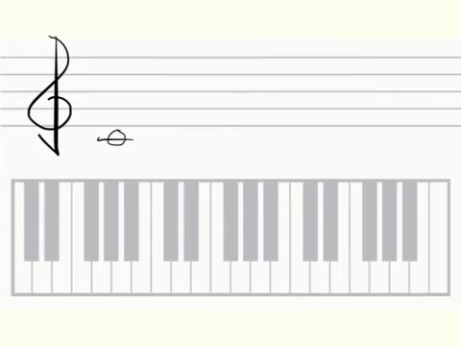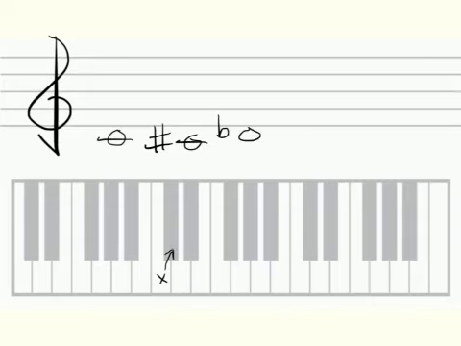Another example in treble clef, here we have the note C. So there's C on the piano keyboard. If I want to go a semitone higher, I'm going to go to this black key here, and I can give that one of two names. I can call that C sharp, or I can call it D flat.